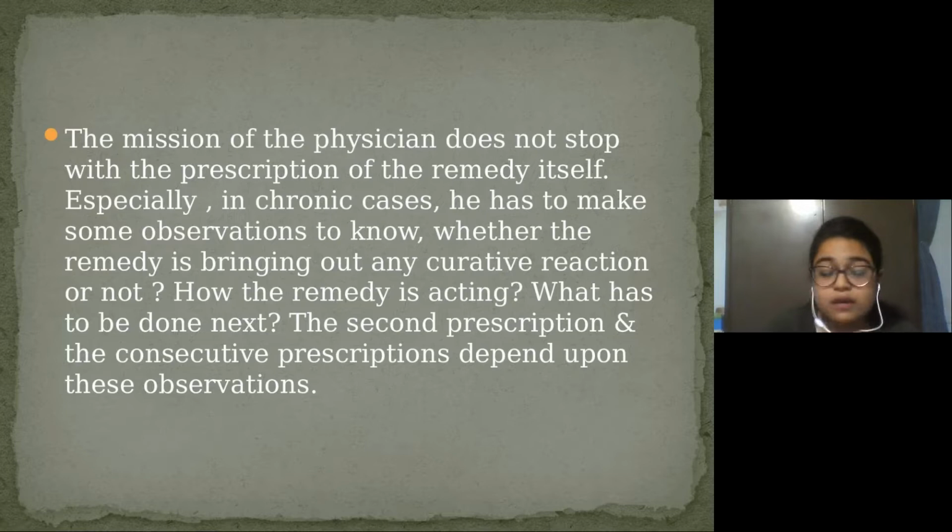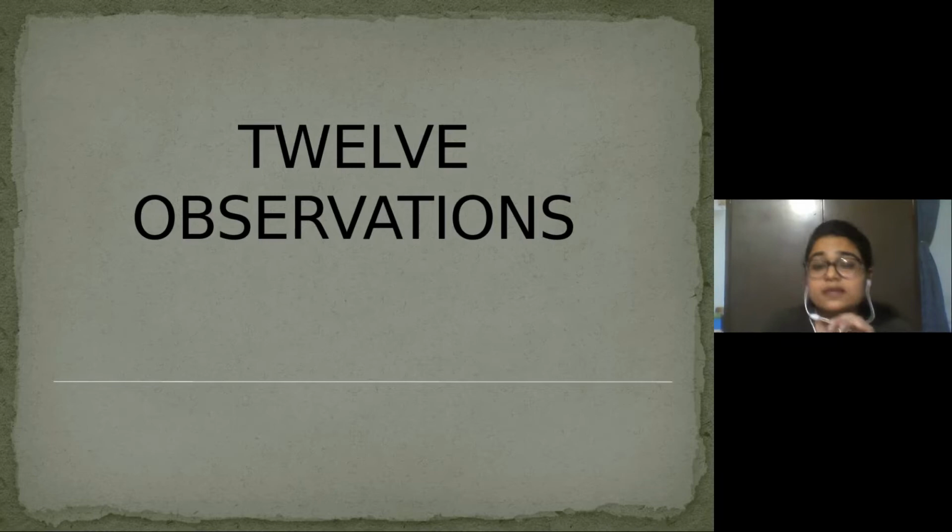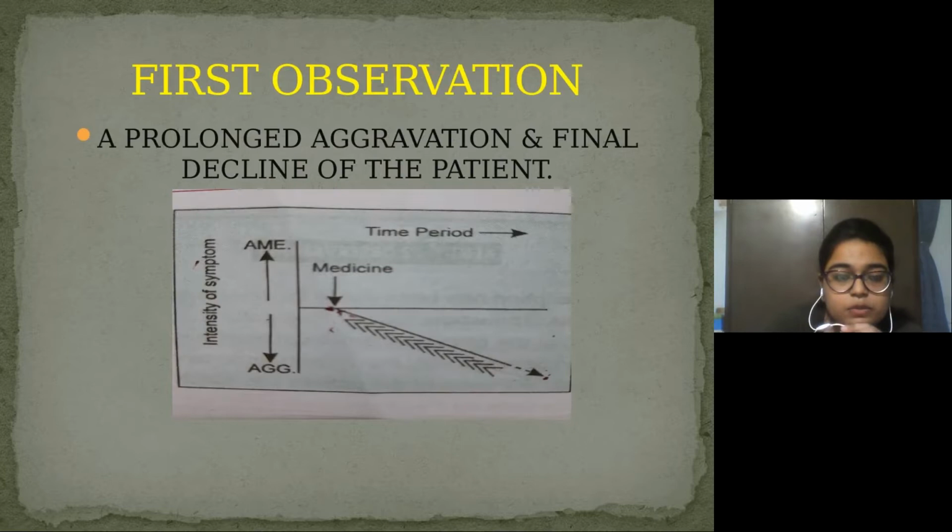So now comes the 12 observations which Kent describes to us, and we will meet them in our cases as well, in our practice as well. Those 12 observations: the first observation is about a prolonged aggravation and final decline of the patient. And these graphs I collected from the Organon of Medicine group by Dr. Ashok Kumar Das.